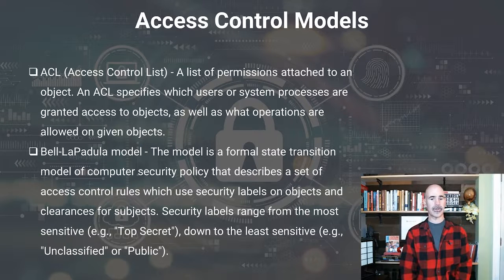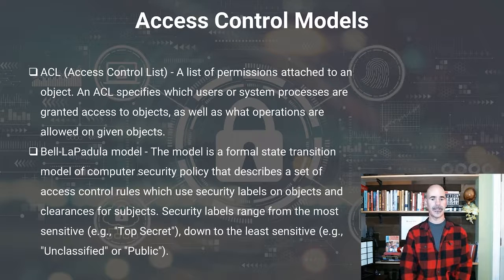So, access control models. We have ACL, or access control lists. Some of you may be familiar with this. This is the way that permissions are attached to a given object, so that those that are trying to access that object have a list of permissions that are assigned to that object. The only way to have access is to ensure that you are part of the permission set.